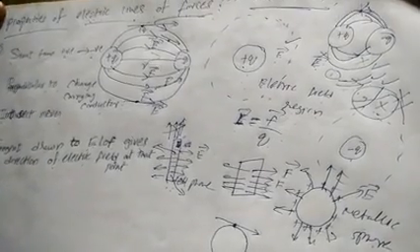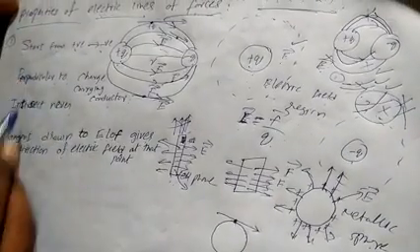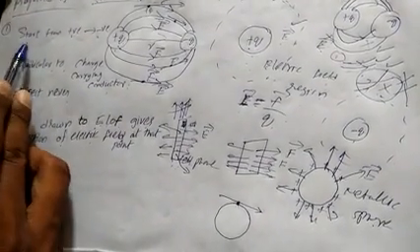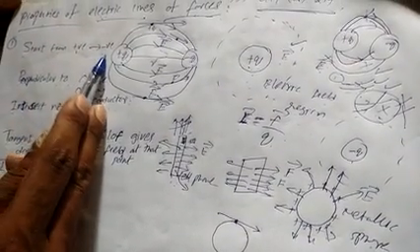Next property. So far we have discussed 4 properties here. The first one: electric lines of force start from positive and end towards negative.